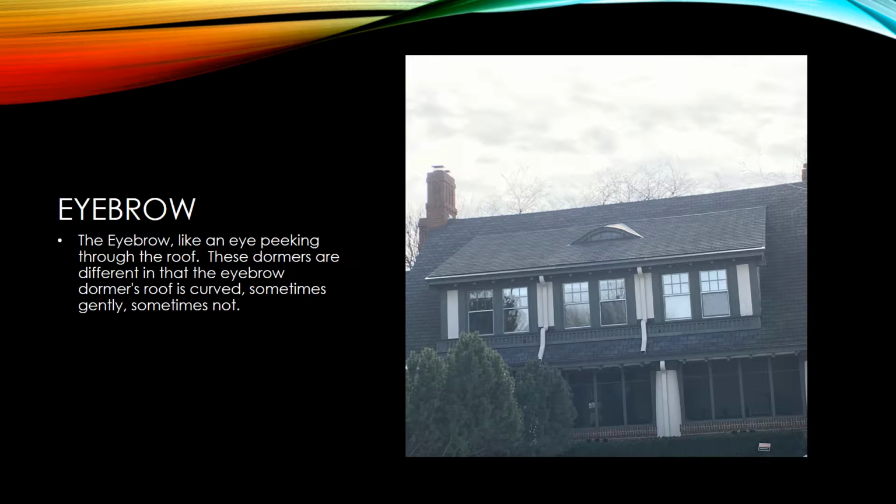The next one, we have an eyebrow. The eyebrow dormer. This dormer style looks like an eye peeking through the roof. These dormers are different from doghouse and shed dormers in that the eyebrow dormer's roof is curved, sometimes gently, sometimes not. In this case, it was a very rounded eyebrow, as you can see there on the right. I like this one, probably my favorite style so far.